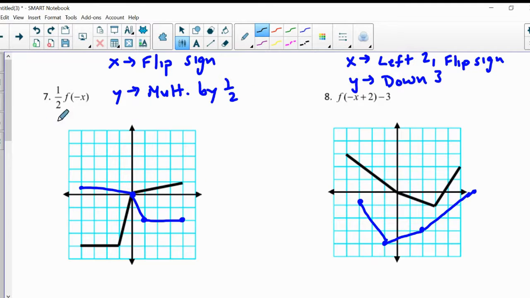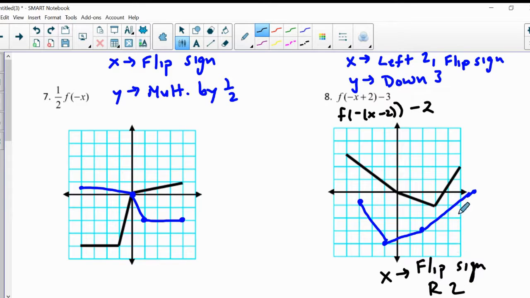Then problems 7 and 8. X's, all the values get the sign flipped. Y's have their values multiplied by 1/2. X's in this problem, left 2, flip the sign. Once again, I could have factored out the -1. And so in that case, I would have flipped the sign first on all the x's, and then I would have moved it right 2.